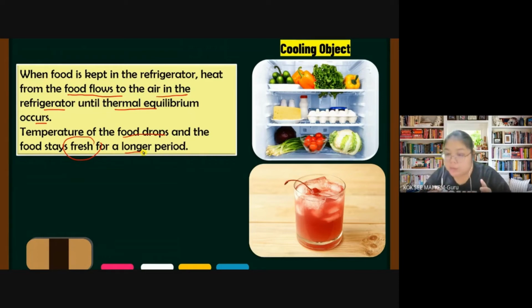They want to make sure the heat from the food is all taken out, until the whole fridge is cool.